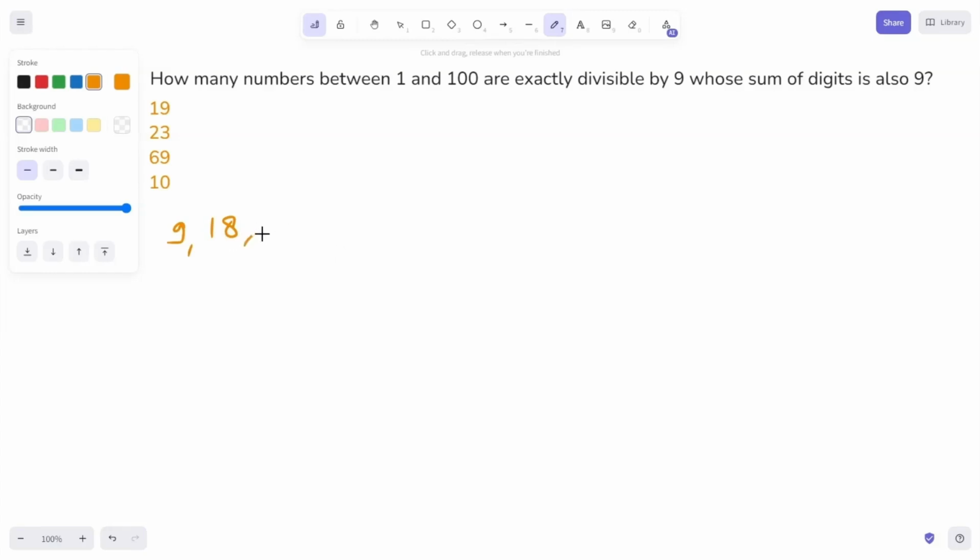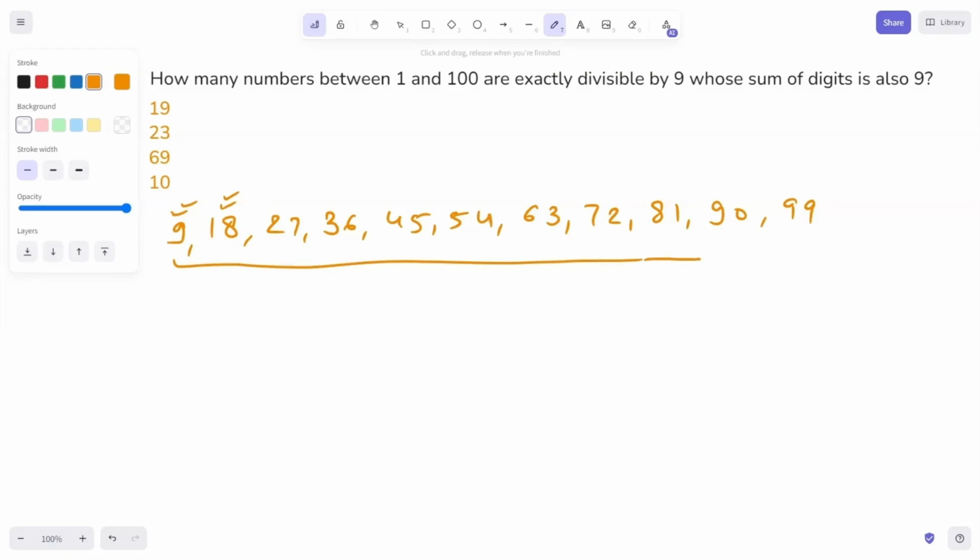Now it is like 9, 18, 27, 36, 45, 54, 63, 72, 81 and 90. Basically it is the table of 9. And 99. Now let's check. It also has both properties. It is also divisible by 9, and the sum of digits is also 9. It also satisfies both properties, and all of these satisfy both properties.